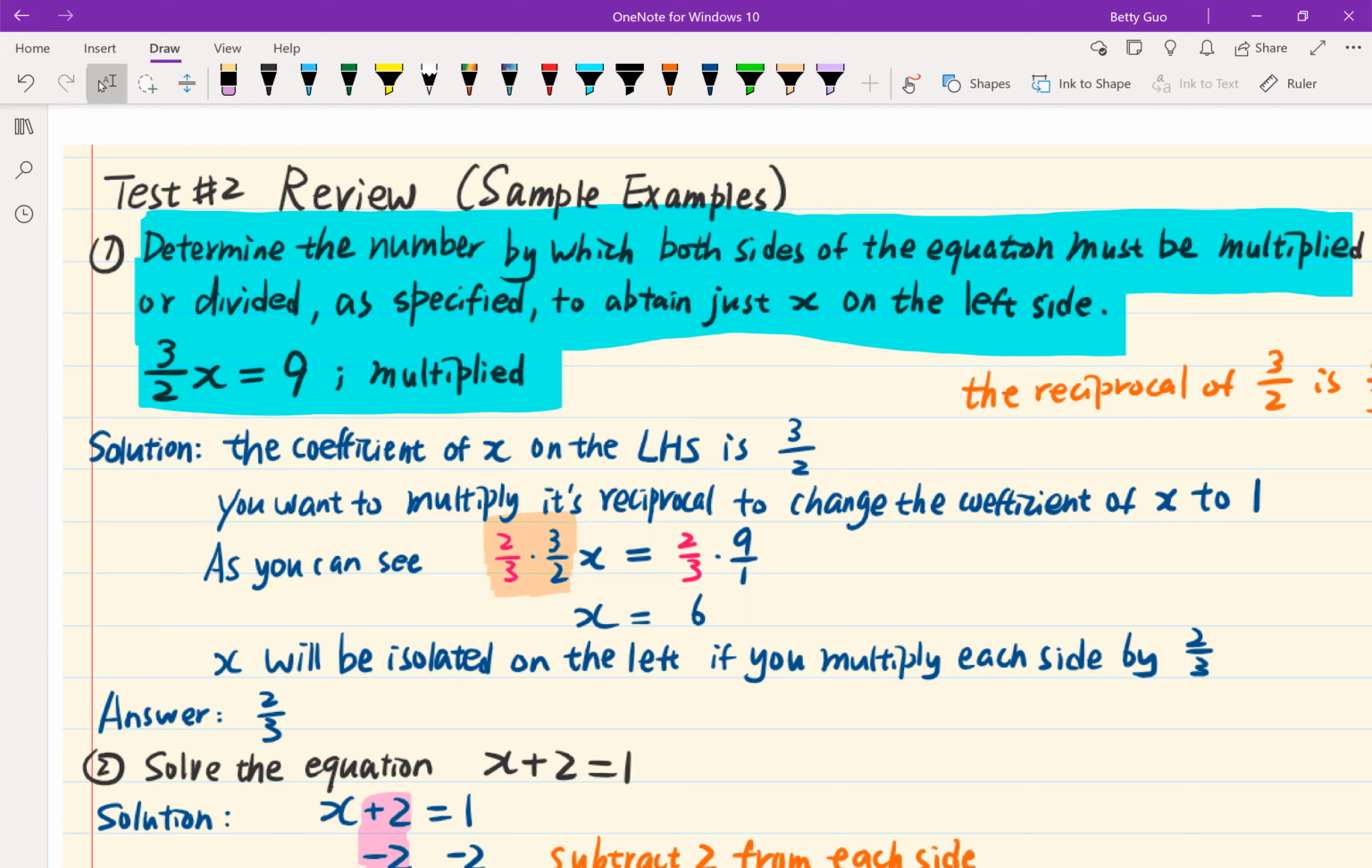When we cover this part, I made you guys write down the sentence: when the coefficient of x is a fraction, we are multiplying the reciprocal of the coefficient. The coefficient of x is 3/2, right? It's a fraction. What's the reciprocal of 3/2? 2/3. So what you're gonna choose is 2/3. Okay, the answer, look at here. Answer is 2/3.